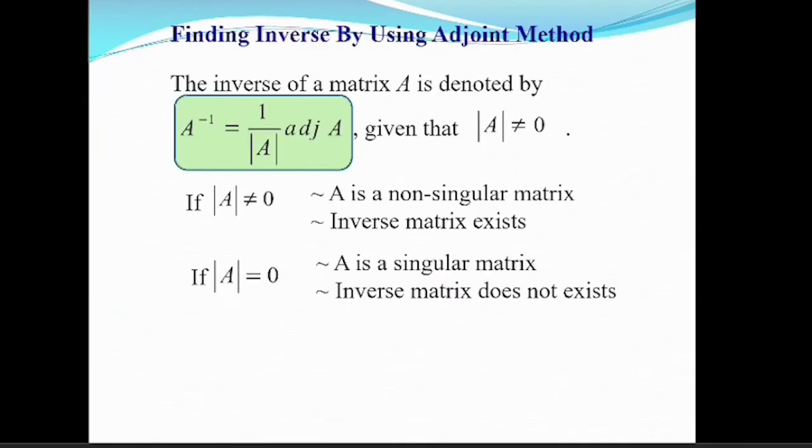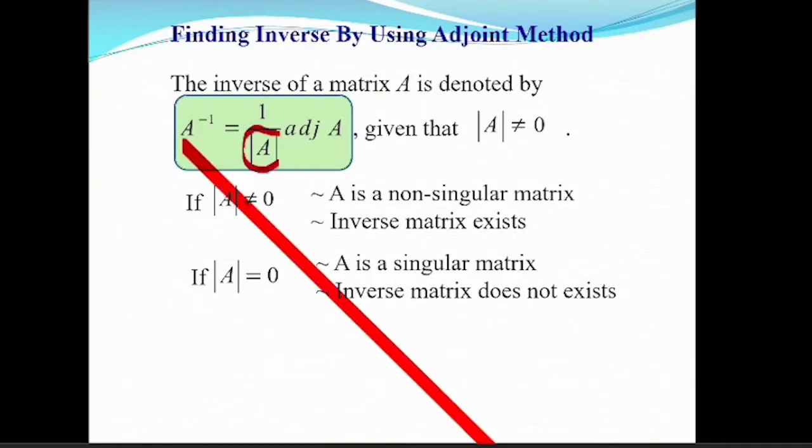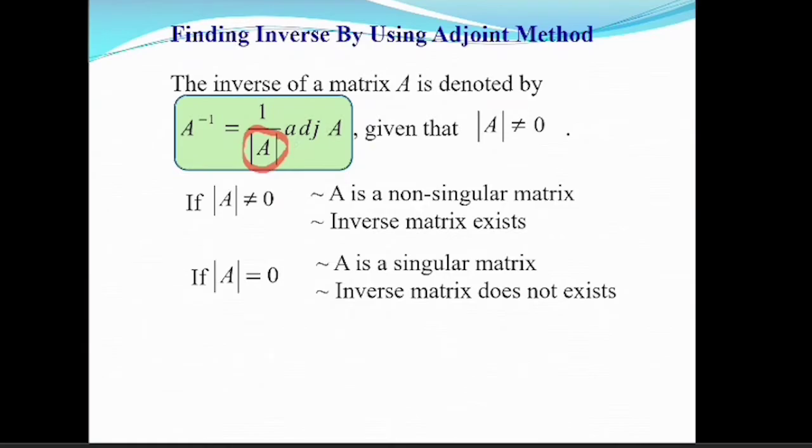Now we would like to find the inverse by using the adjoint method. How to find the inverse of a matrix? The formula is as given. According to the formula, to find the inverse is just 1 over the determinant of A times the adjoint matrix of A. Notice that to find A inverse, it is 1 over the determinant.